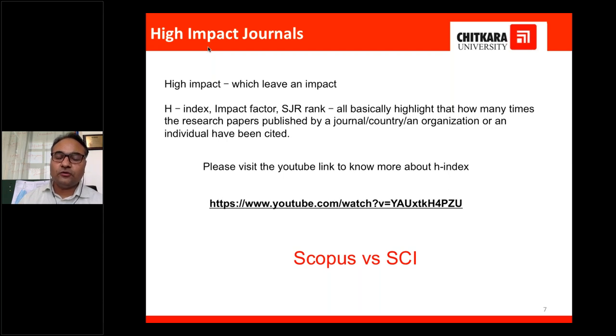Downloading is different, but how many times those articles have actually been used for enhancing further research, that comes through citations only. So all these parameters, H index, impact factor, SJR rank, etc., everything is related to how many times a research article written by you has been cited.